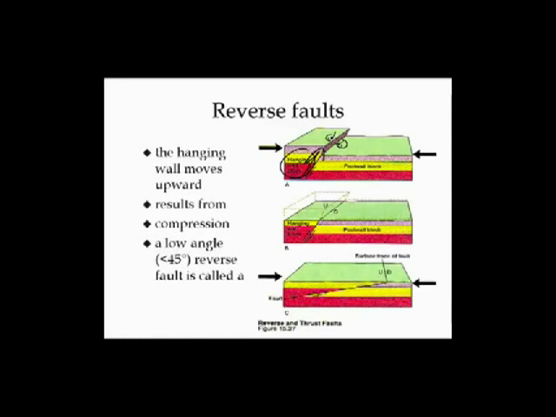Then you have a reverse fault that is at a very low angle. In fact, most reverse faults do tend to be at a low angle. If that angle is less than 45 degrees, we call that a thrust fault. The Los Angeles area is just lousy with thrust faults, unfortunately.